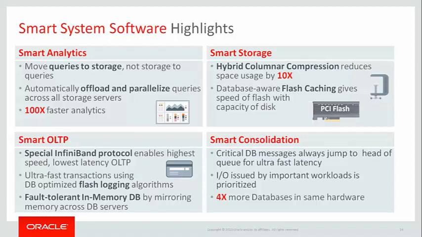On the smart consolidation side, Exadata gives priority to the important database messages, which provides very fast latency. And at the same time, even on the I/O side, the I/Os issued by a workload can be prioritized so that the important I/Os are executed faster. And this feature overall results in about 4 times more consolidation of databases on the same hardware.